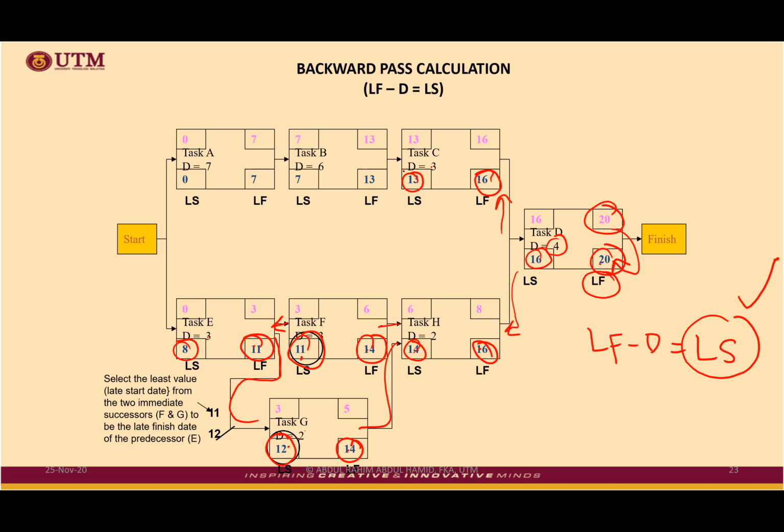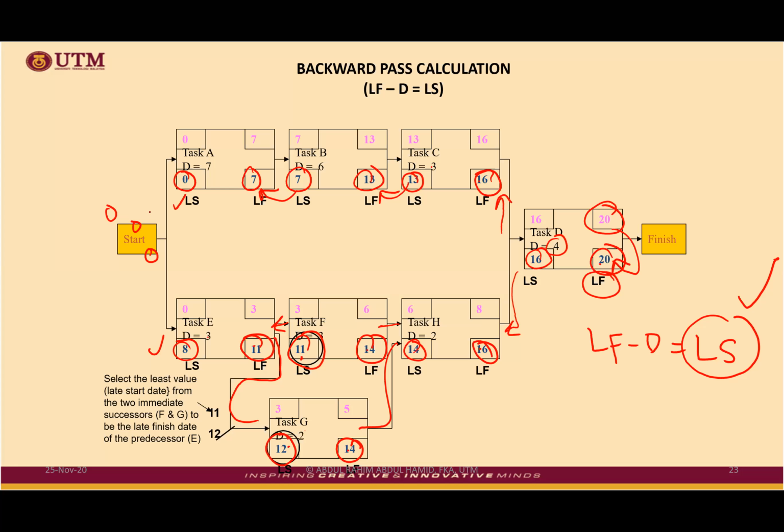And then for B, transfer 13. 13 minus 6 is equivalent to 7. 7 transfer here, 7 minus 7 is equivalent to 0. And between 0 and 8, which one is the smaller value? Actually, it's 0. So 0 will be going back here.